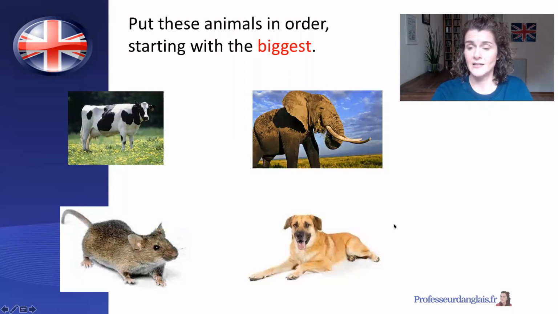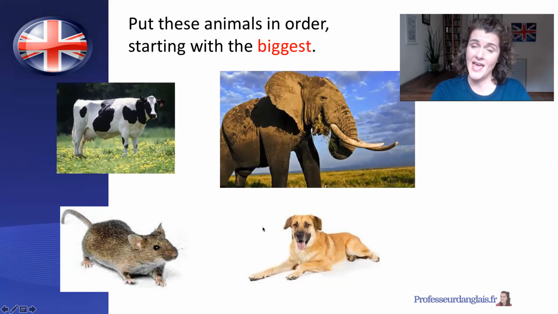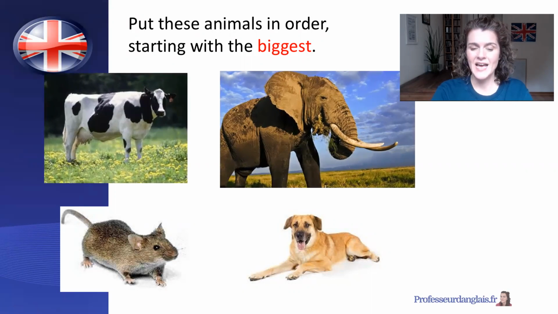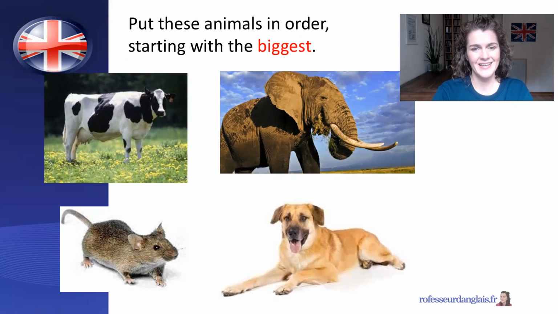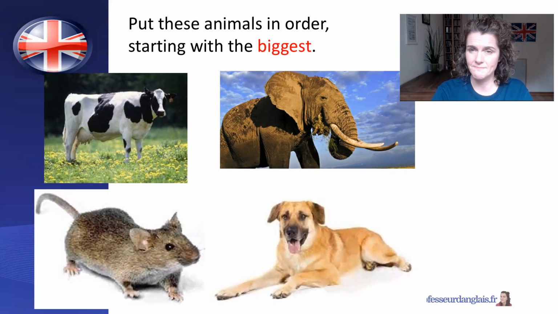Here I have 4 animals. I have a cow, an elephant, a dog, and a mouse. I want you to have a think. Can you put these animals in order, starting with the biggest? Which is the biggest animal? Well, that would be the elephant. The next biggest would be the cow. After that, we have the dog. And the smallest animal is, of course, the mouse.